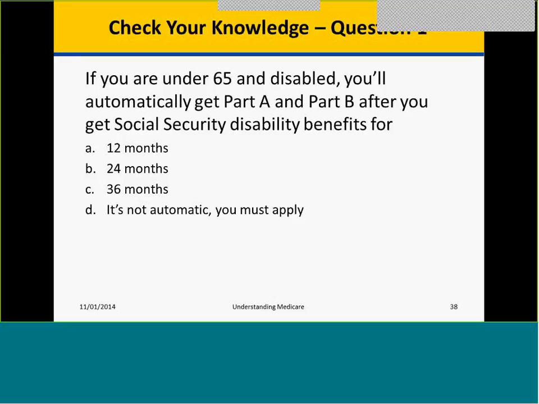We've got a question here. If you are under 65 and disabled, you automatically get Part A and or Part B after you receive Social Security disability benefits for how many months? 24, answer B. B, correct. Lou, limping.